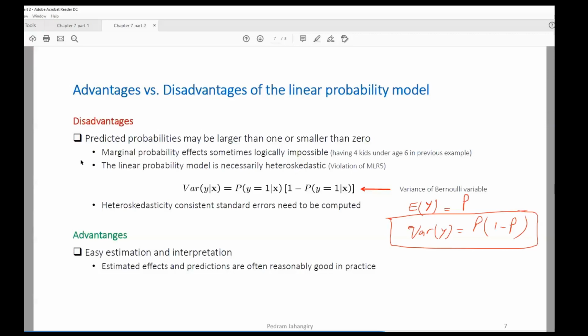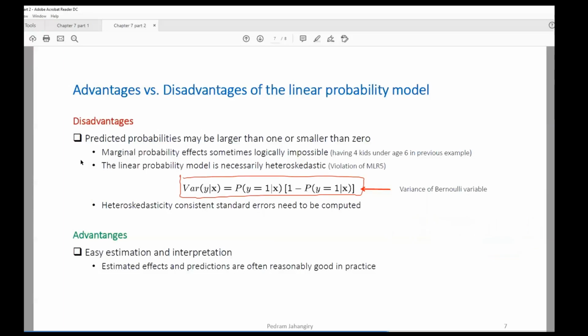But we know that it's going to be the case. And we already showed that this P, probability of success, is the probability of Y equals 1 given X. So we just basically replace it with P(X). Look at that. We are saying the variance of Y given X is equal to P(X) multiplied by 1 minus P(X). It's a function of X.